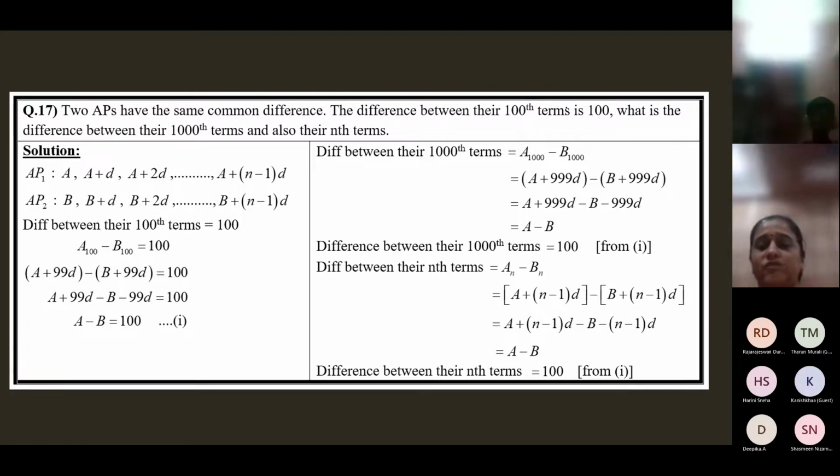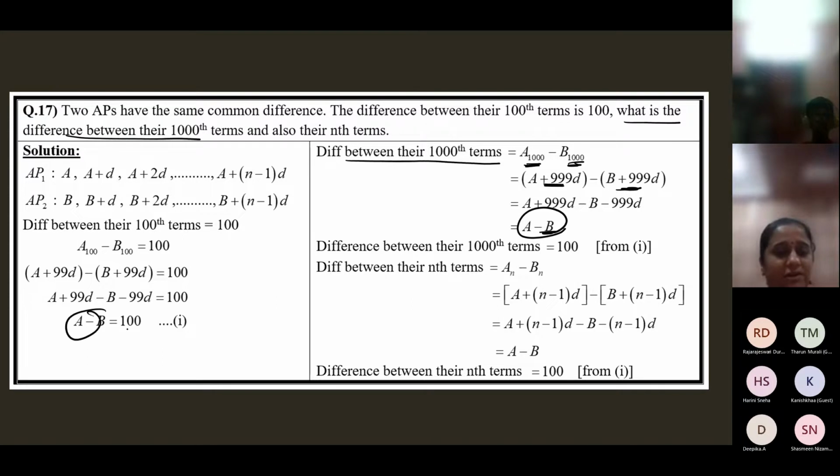Okay, now let's move on to answer the questions. What is the difference between their 1000th terms? That is A1000 minus B1000. We're finding this. So what is A1000? A plus 999D. And B1000 is B plus 999D. Open the bracket and you get A minus B, but A minus B is 100. So that means the difference between their 1000th terms is 100. How 100? Because A minus B is 100.